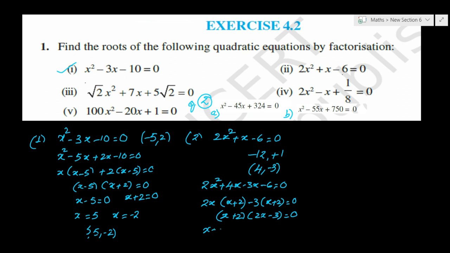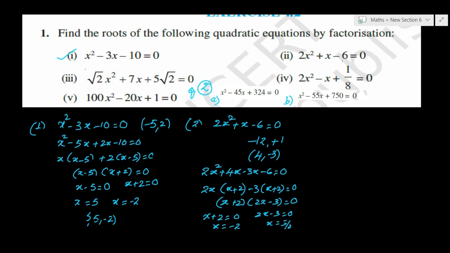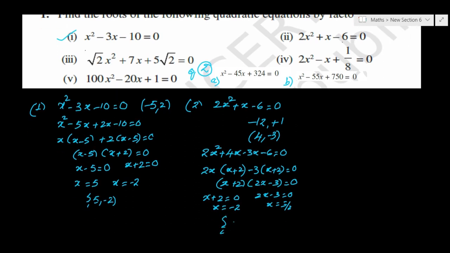So we have to equate x + 2 = 0, which gives us x = −2. 2x − 3 = 0, which tells us x = 3/2. Therefore, here the solution set is −2, 3/2. Now let's do the third one, √2x² + 7x + 5√2 = 0. So here the product is √2 into 5√2. That means we should get a product 10 and their sum must be equal to 7.